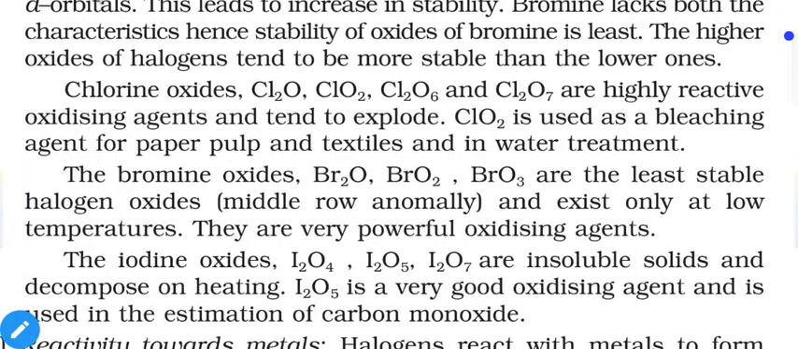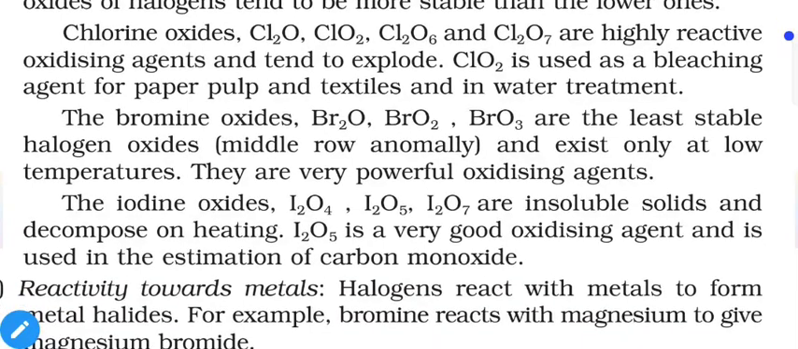Chlorine oxides Cl2O, ClO2, Cl2O6 and Cl2O7 are highly reactive oxidizing agents and tend to explode. Because, as we know, we have comparatively higher oxidation state of an element which is usually electronegative. That means we are talking about chlorine in this case. Normally chlorine is electronegative but in this case it shows positive oxidation state, which is opposite to its nature, and that's why these compounds are unstable and they tend to explode. ClO2 is used as a bleaching agent for paper pulp and textiles and in water treatment.